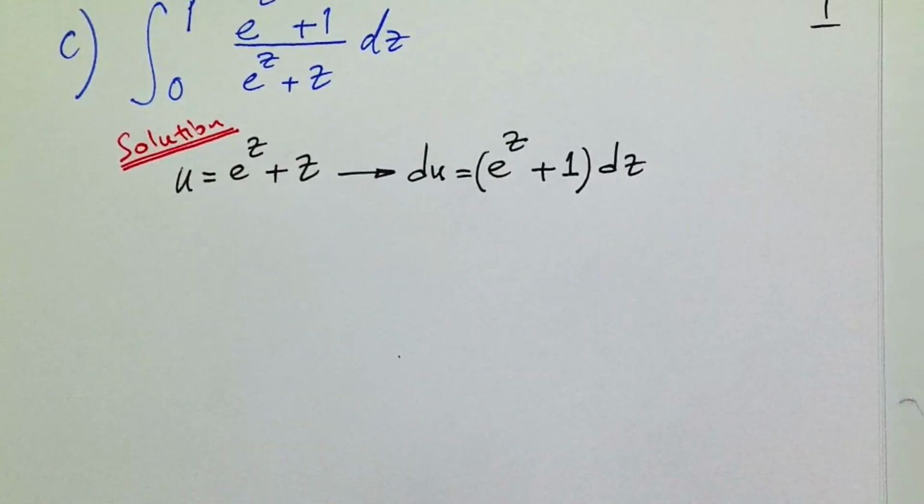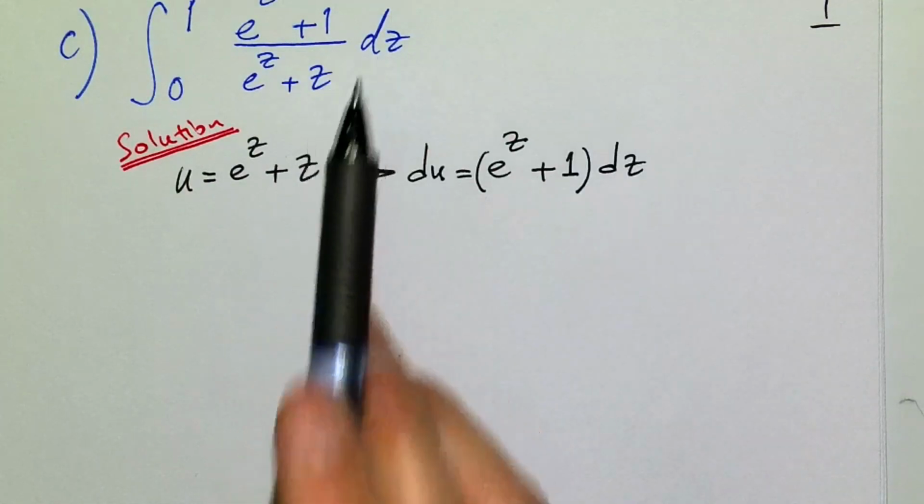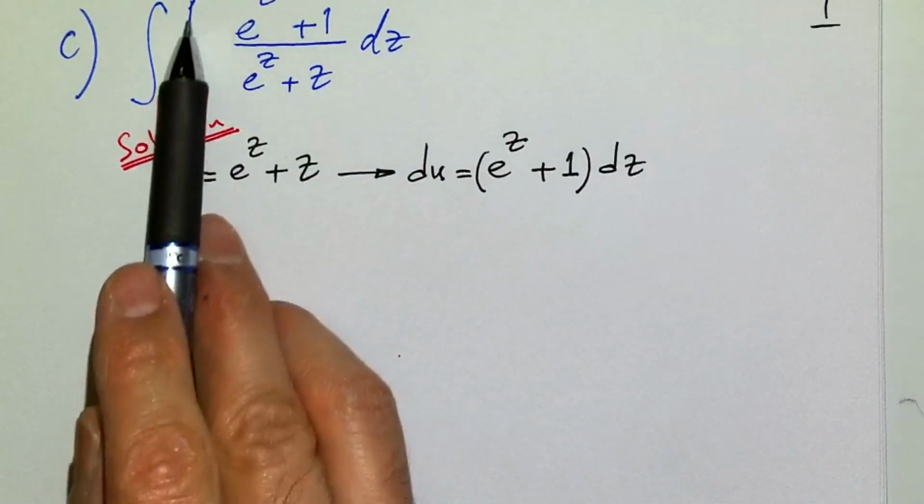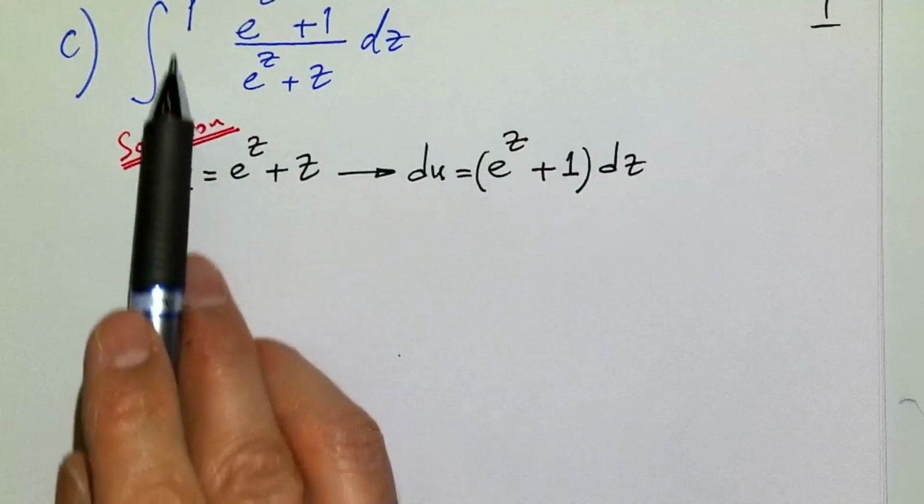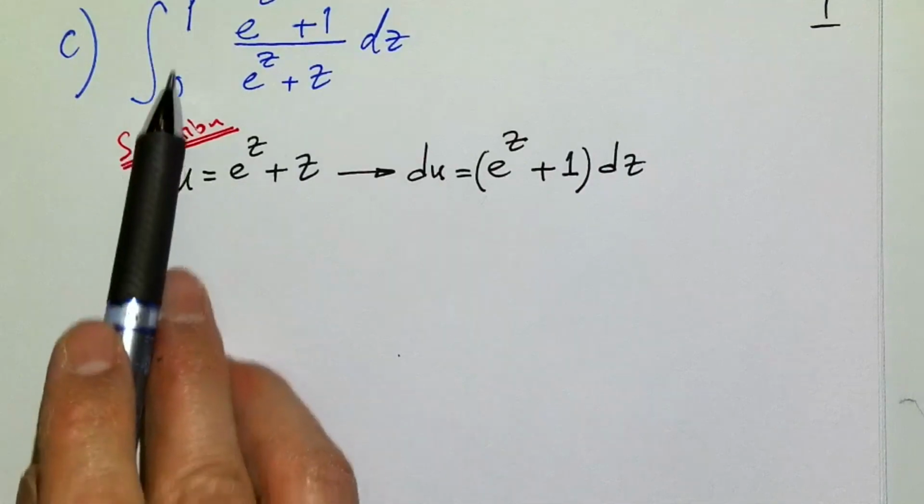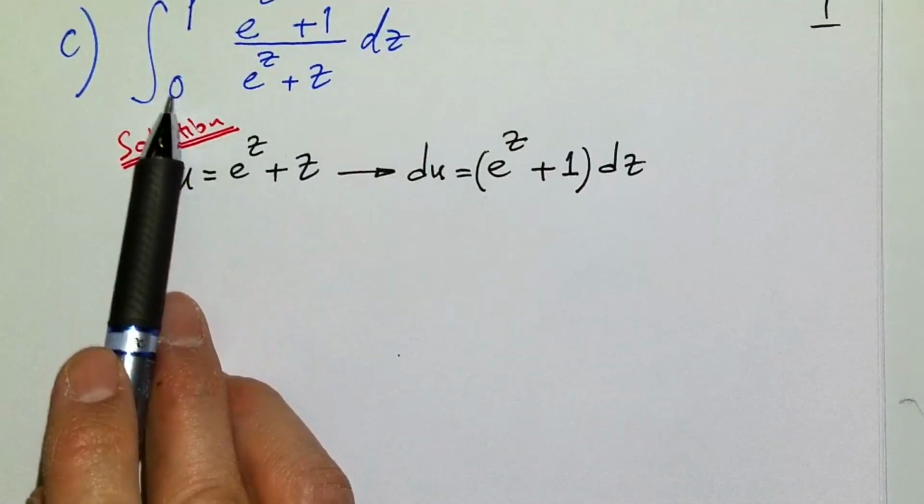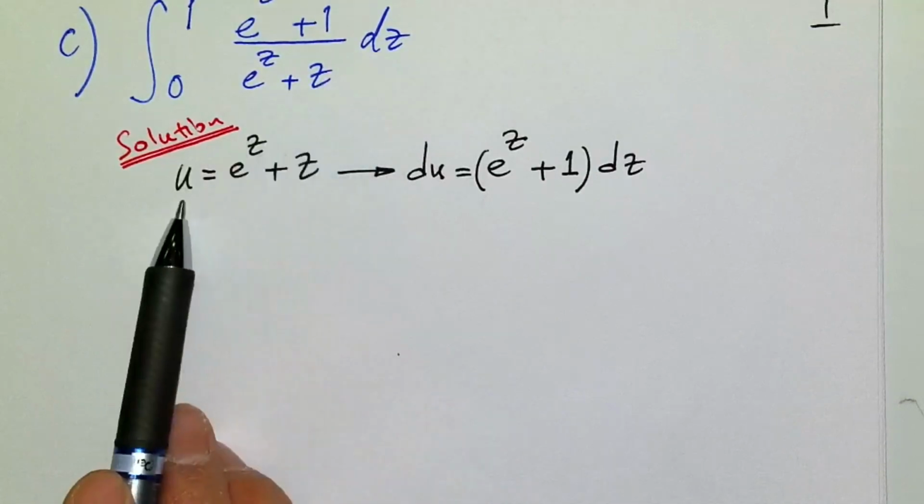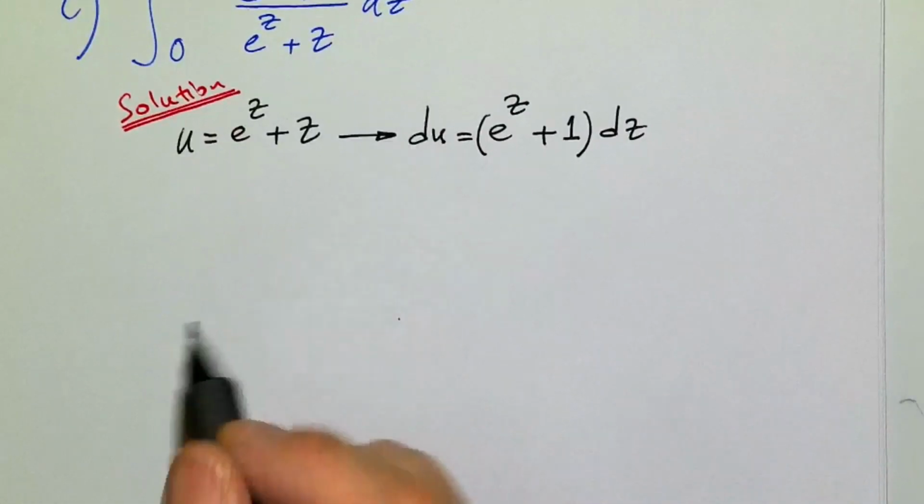What do we have to do next? If you've done your own work already, you should know what we're going to do next. We've switched from the variable z to u, so we need to figure out what the new limits of integration are for the new variable u. We can't stick with the old ones, because these belong to the old variable z. We have a new variable u. Okay, so let's do that.